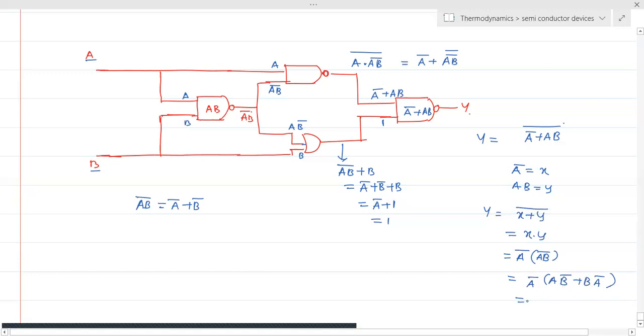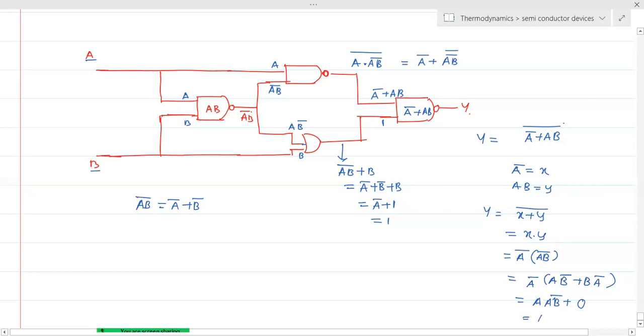So that is equivalent to A bar into A into A into B bar plus 0. A into A means A, so therefore we will get AB bar. So in this way we are going to see.